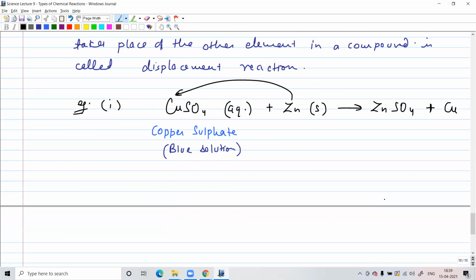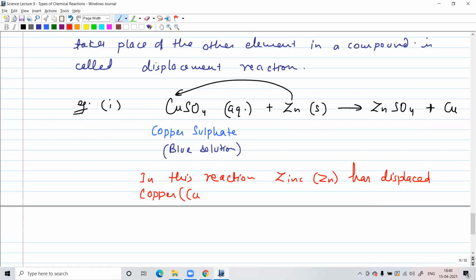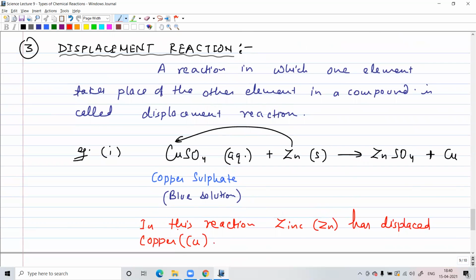In this reaction, zinc has displaced copper. Displacement reaction is when one element displaces another element from a compound. So now tell me if everyone, this displacement reaction makes sense. Yes, sir. Yes, sure.